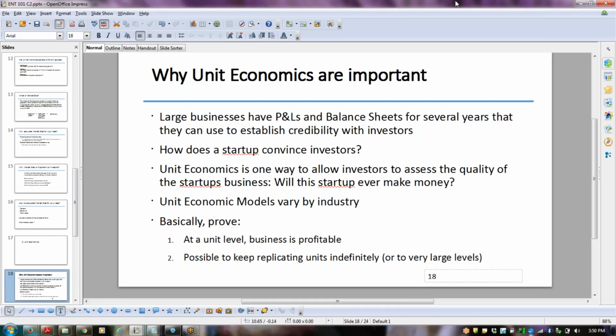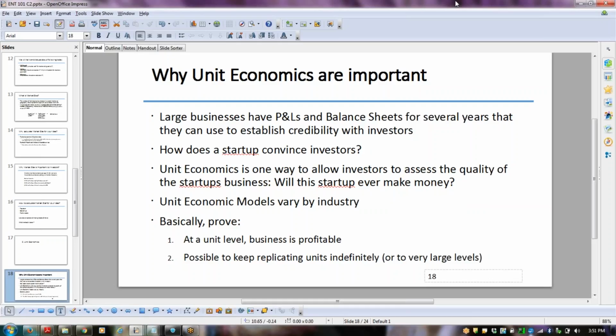So what is unit economics? Unit economics is all about showing the profitability, or showing whether it's a profit or loss at a unit level. It is at a single unit.